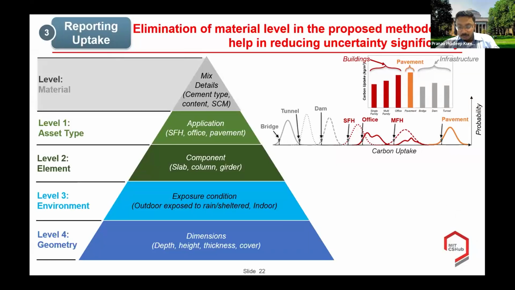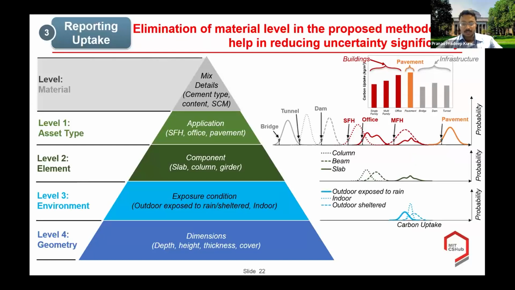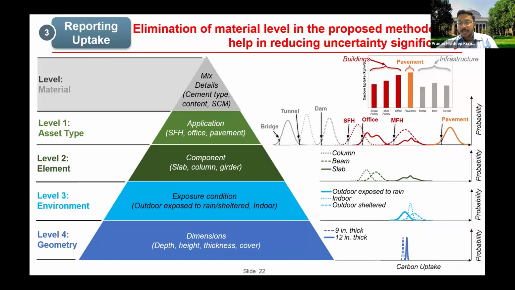And further moving down, we could obtain distributions of carbon uptake at each level for the different components associated at those refined levels. This would help us in cutting down the uncertainty associated with the carbon uptake results, similar to the plots that I showed for the single family houses previously. In this way, we can see how we are able to remove the uncertainty associated at the production level and make it simpler and less conservative for the users.